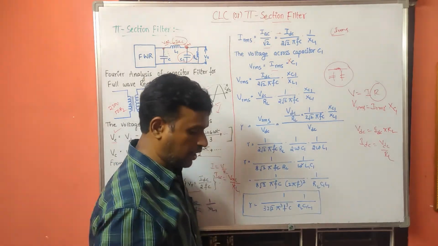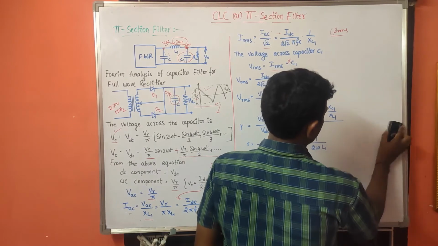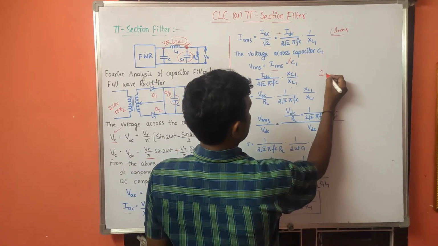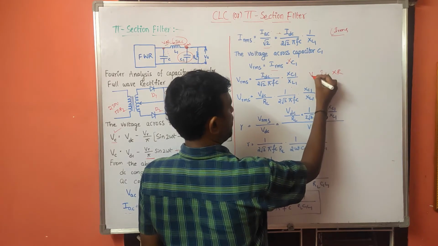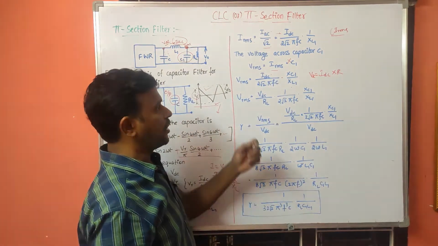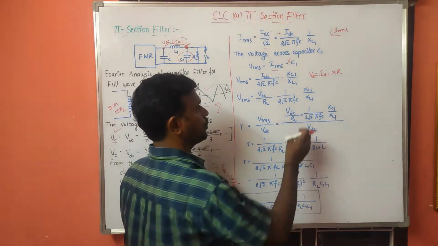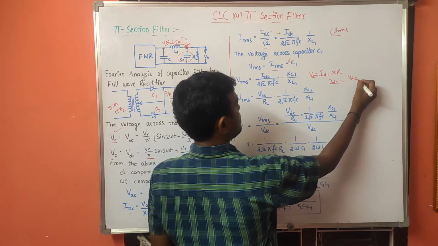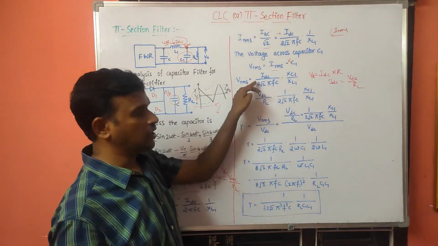So here we have IDC, that is IDC into RL is equal to VDC. What we require here is to replace IDC, because it is VRMS by VDC if you want to find out the ripple factor. Therefore I require IDC, that is equal to VDC by RL, the load resistance. So substitute this IDC value in this equation.